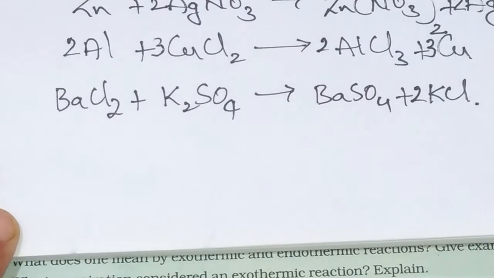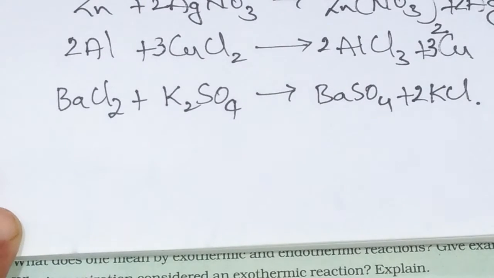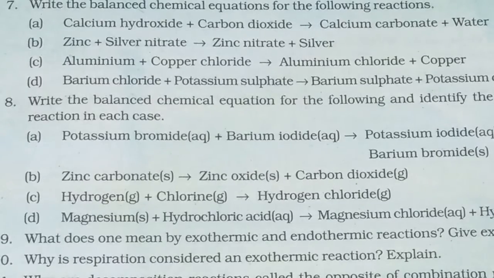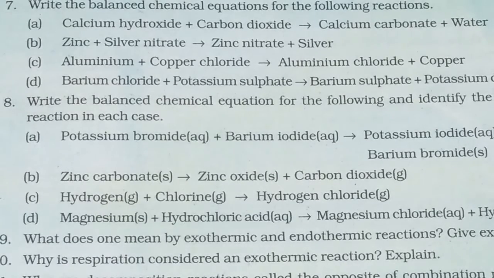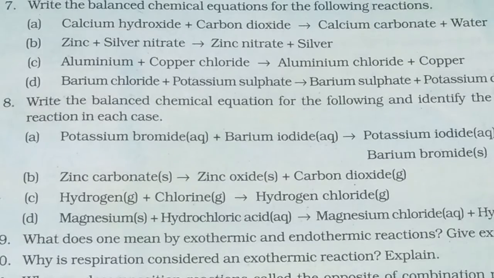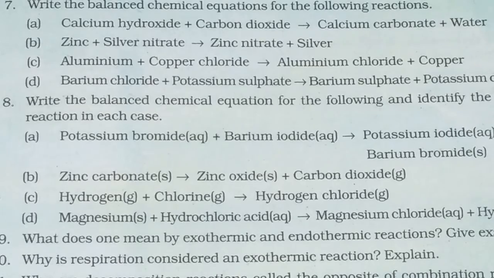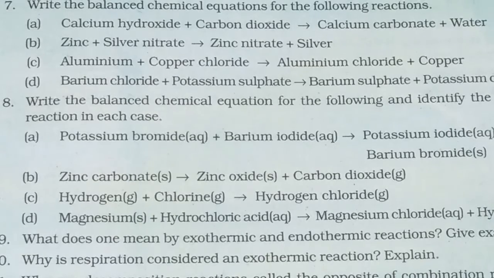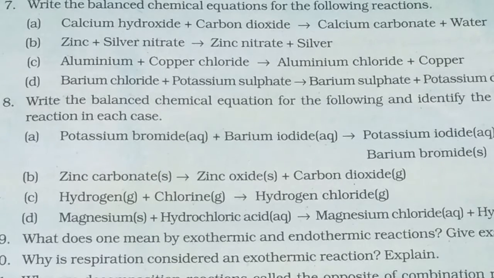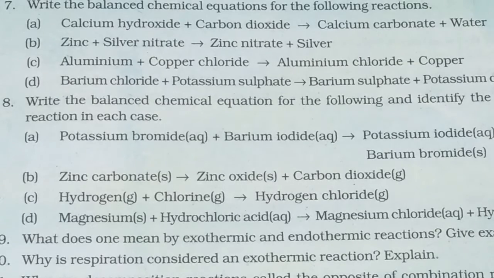Now let us go for next question, 8th question. Now here we have 8th question. Write the balanced chemical equation for the following and identify the type of reaction in each case. As I said earlier, sometimes along with the balancing they may ask us type of the reaction also. So first one, let us write the equation and also identify the type of equation. Balancing also they are asking. So potassium bromide reacting with barium iodide forming potassium iodide plus barium bromide.